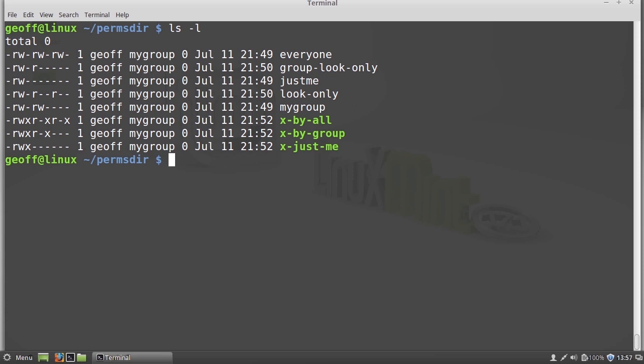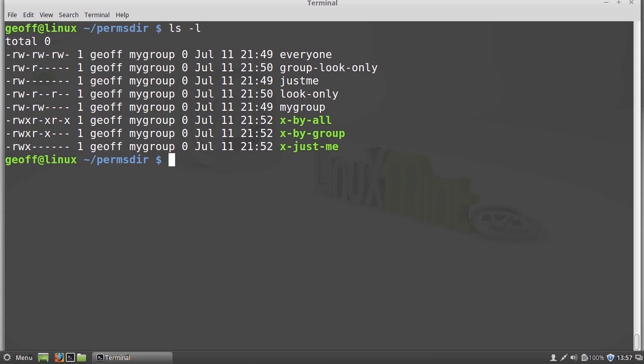So the first file, everyone. We can see the permissions are read and write for all three groups. The first group, the owner of the file is Jeff. The owner of all the files is Jeff, and the group of all the files is my group, just to make this discussion easier. Jeff has read and write permission. Members of group my group have read and write permission, and everyone else has read and write permission.